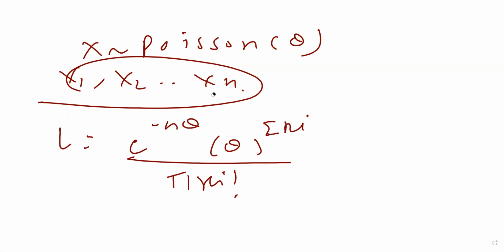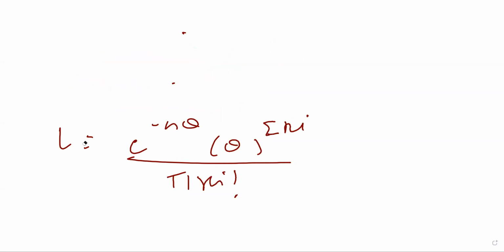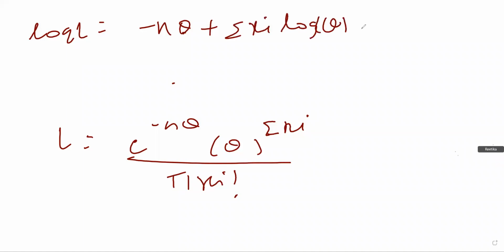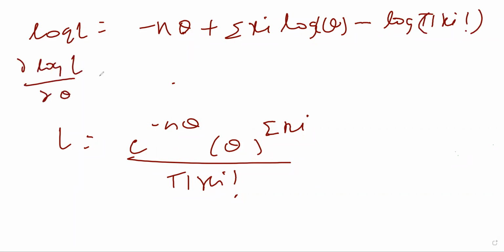Now we have to take log L. So what will be the value of log L? Minus n theta plus summation xi times log theta minus summation log xi!. Is it okay? I can write it this way. Yes, sir. Now, differentiating log L with respect to theta, what value will come? Minus n plus summation xi by theta plus 0.